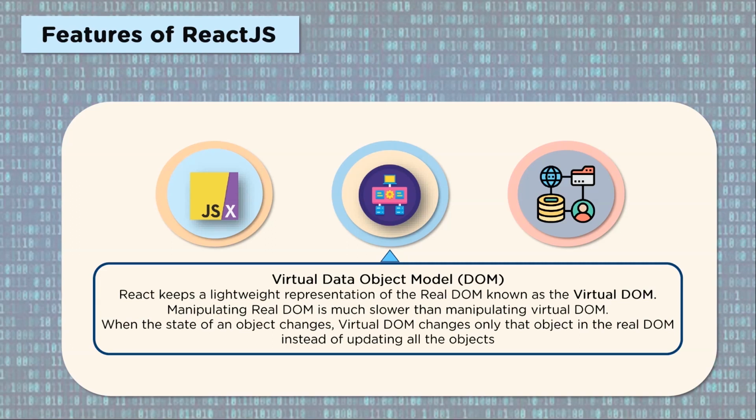When the state of an object changes, the virtual DOM changes only that object in the real DOM instead of updating all the objects. And this saves a lot of time, because rather than going and generating a full tree shake and recreating the entire DOM tree structure of the page, working at the virtual DOM has this added benefit that ReactJS comes with, where it does not need to do a complete DOM tree rewrite for any update that you would dynamically want to do on the page.